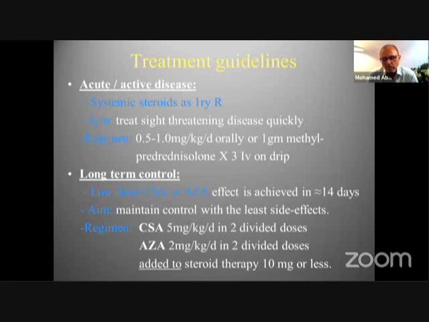Our regimen is cyclosporin 5 milligrams per kg per day in 2 divided doses, to be tapered later on to 2 to 3 milligrams, and azathioprine 1 to 2 milligrams per kg per day in 2 divided doses. We usually give just 100 milligrams, 50 in the morning and 50 in the evening. Added to the steroids, as we've mentioned earlier, 10 milligrams or less.